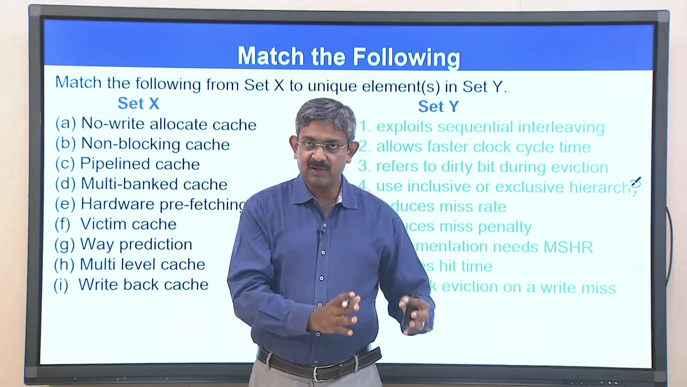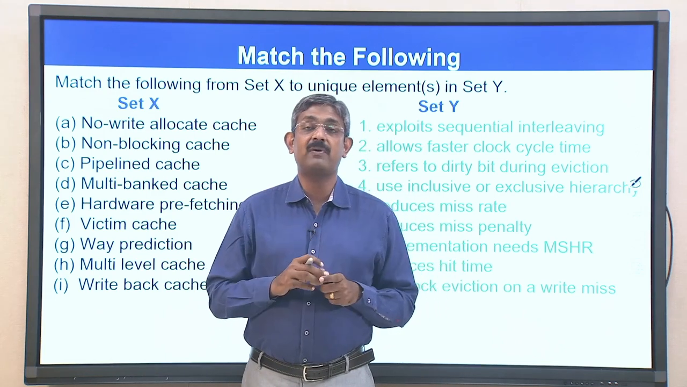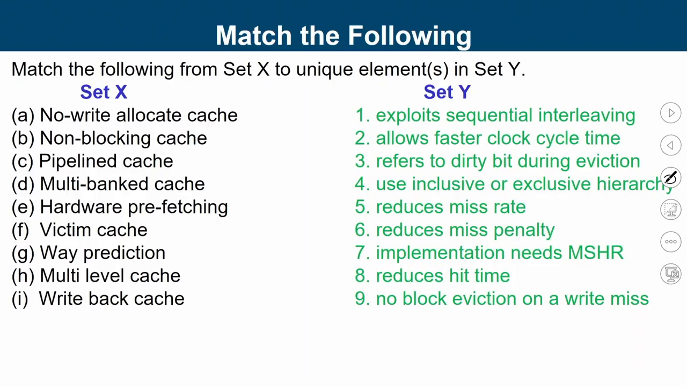Let us see whatever we have discussed, which is present in set X, and find the proper matching in set Y. So look at set X. The first one is called no write allocate cache. So we have seen that for no write allocate caches, there won't be any kind of block eviction. When you have a write miss, you are going to directly write to the main memory. So nothing is being brought into the cache. Since you are not going to bring anything into the cache, there is no block eviction required. So A perfectly matches with 9.